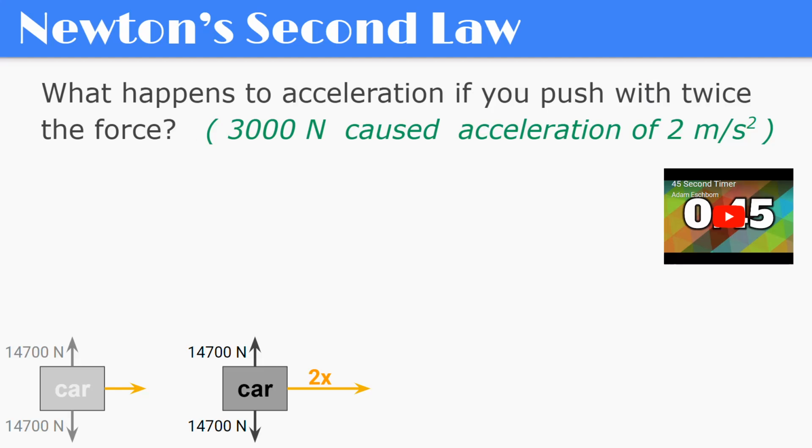All right, this one says, what happens to acceleration if you push with twice the force? Again, as a reminder, 3,000 newtons caused 2 meters per second squared acceleration. What if you pushed with 6,000 newtons instead, twice the force? Turn and talk to your neighbor and talk about what you think would happen if you push that same car with 2 times the force. You have 20 seconds to discuss.